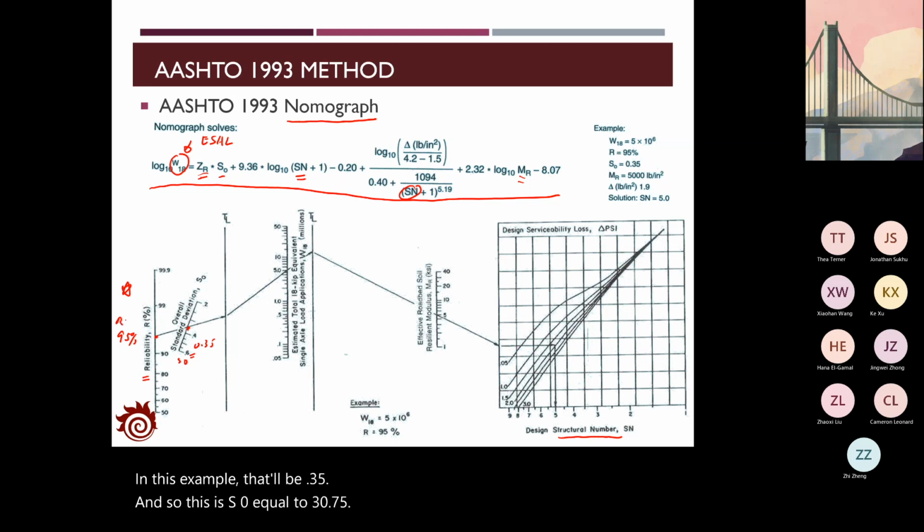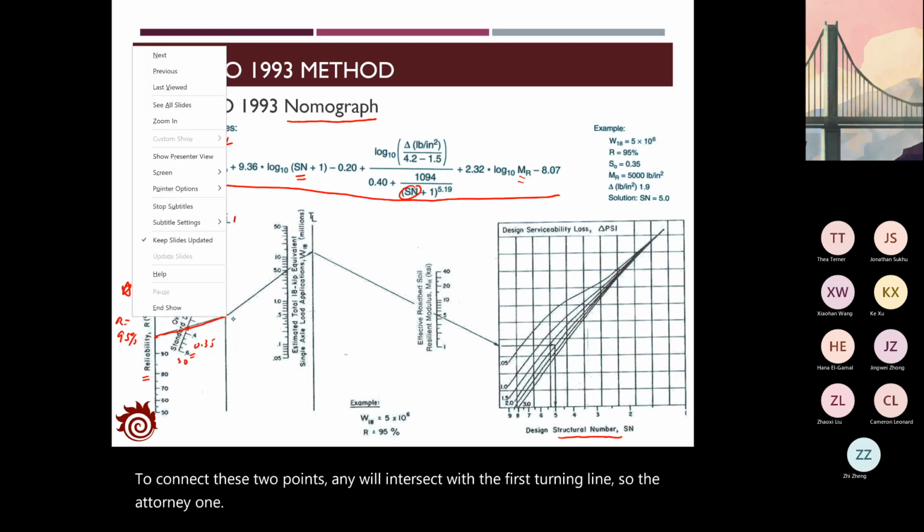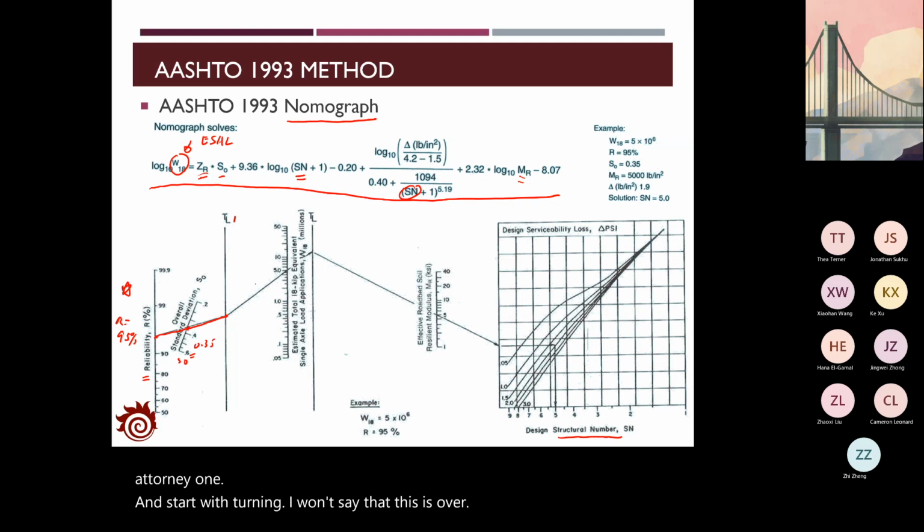R equals 95%. Then with these 2 points, you're going to draw a straight line to connect them. And it will intersect with the first turning line, turning line 1. Say that this is point A, point 1.